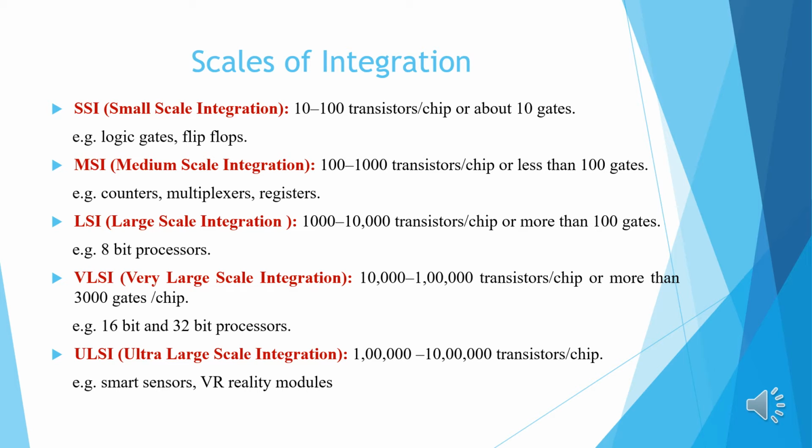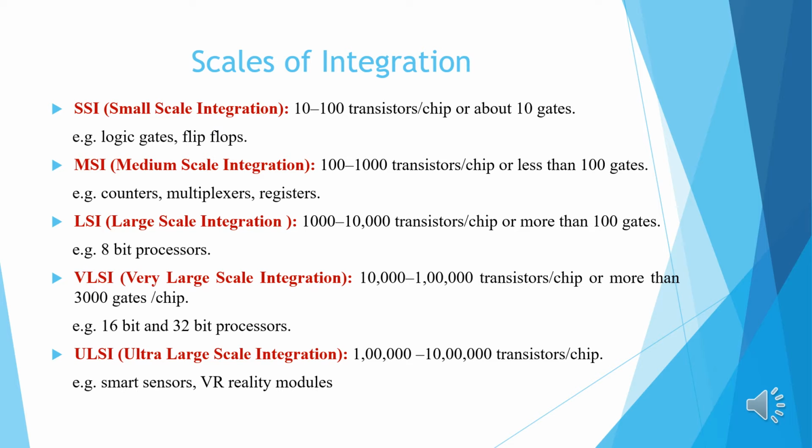ultra large scale integration. In small scale integration, the number of transistors present on a chip is 10 to 100, and the number of gates, as gates are made up of transistors, is about 10. Examples of small scale integration are logic gates and flip-flops. In medium scale integration, around 100 to 1000 transistors are present on a chip. Around or less than 100 gates are present on a chip. Examples of medium scale integration are counters, multiplexers, and registers.